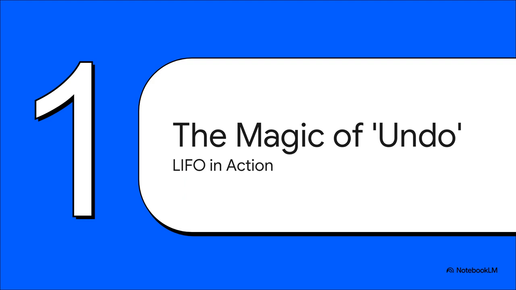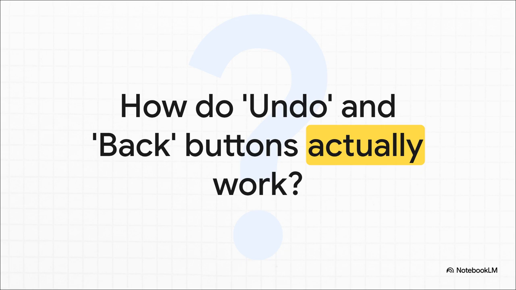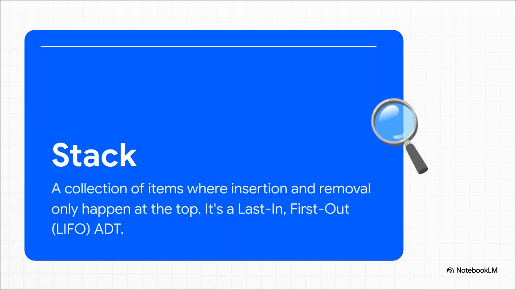So, to get started, let's look at a feature we all use every single day, probably without a second thought. That little bit of magic we call undo. It feels like magic, right? You make a mistake, you hit a button, and poof, it's gone. But it's not magic. It's actually a really elegant solution for tracking your actions, and the secret is a data structure designed for exactly this kind of reversal. And that structure is called a stack.